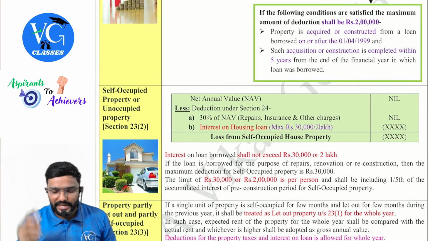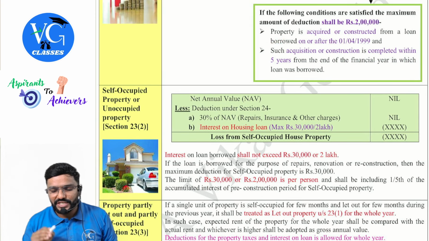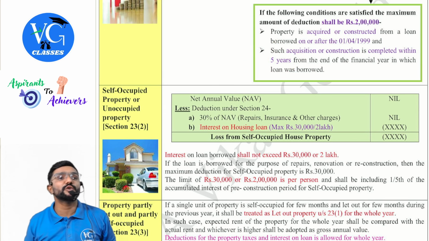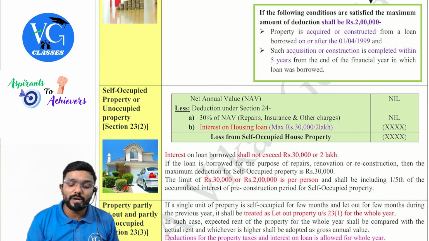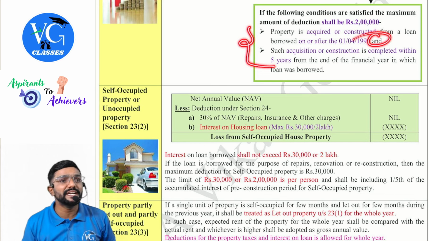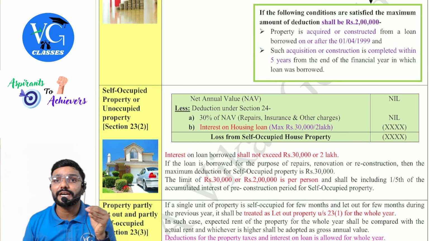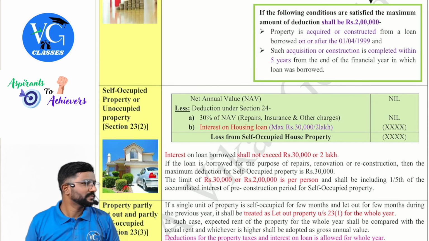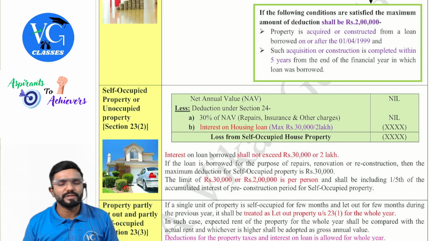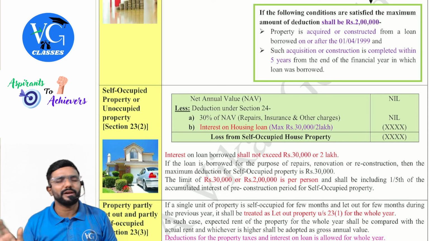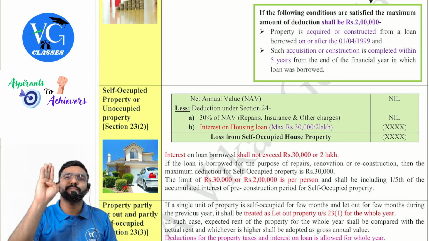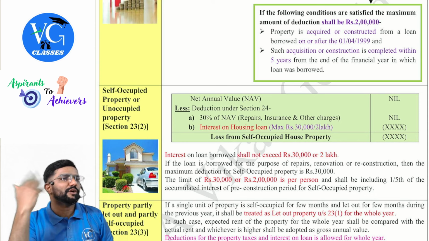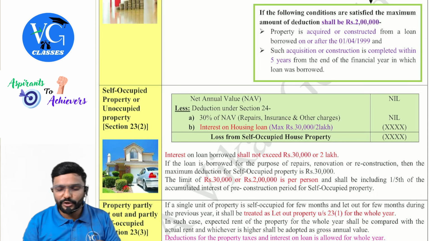Okay, one more condition. Such acquisition or construction is completed within 5 years from the end of the financial year in which the loan was borrowed. All conditions have to be satisfied. Even if one condition is violated, you can claim only 30,000. And one more condition is there, which is implied, always satisfied. That is, you have to submit an interest statement from the bank, proof that yes, you have paid it.